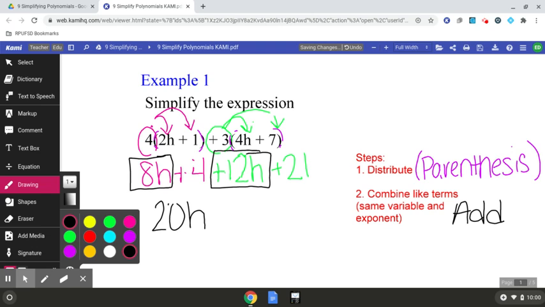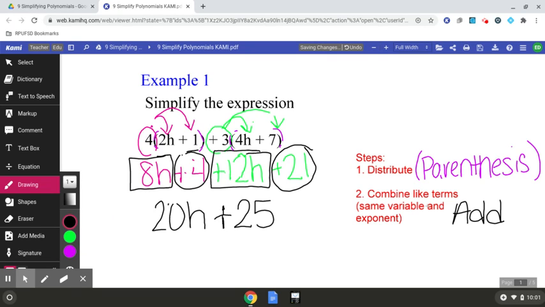Then I scan through to see what I have left, and I have a +4, which I can add to a +21. Those are like terms, and that would be +25. Now you do not have any more like terms, so this would be your final answer. That is as simplified as you can get it. So again, with simplification, you start off with something more complex looking, and you condense down to a simpler expression.